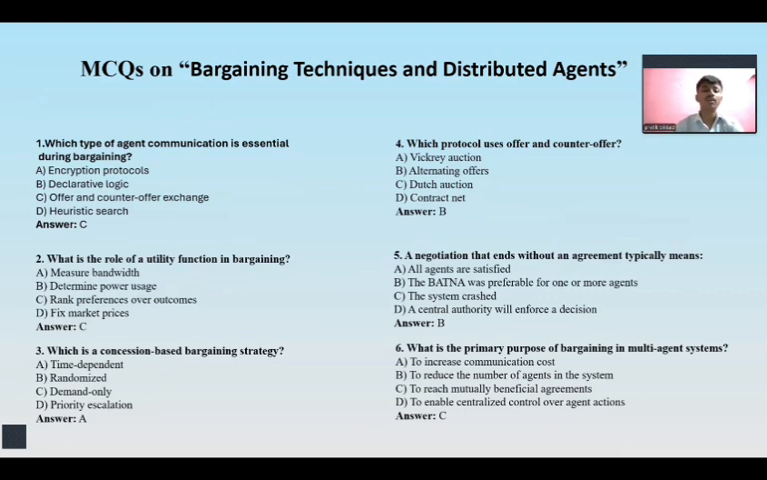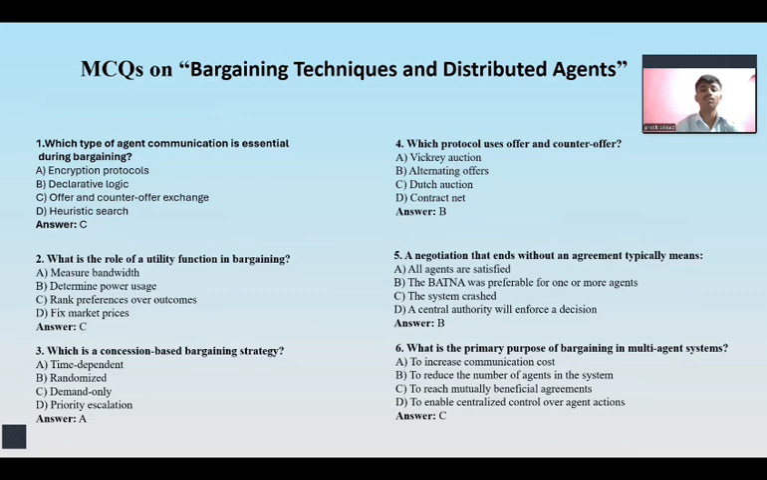First, which type of agent communication is essential during the bargaining technique? Answer C. Offer and counter offer exchanges. Second, what is the role of a utility function in bargaining? Answer C. Rank preferences over outcomes. Third, which is a concession based bargaining strategy?